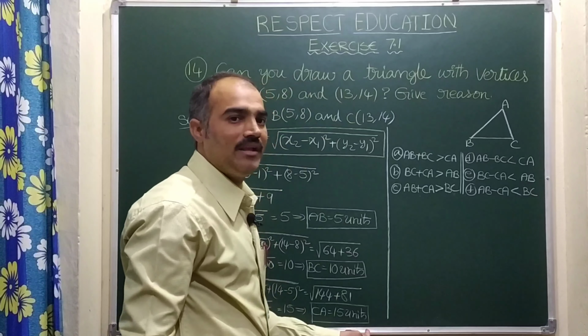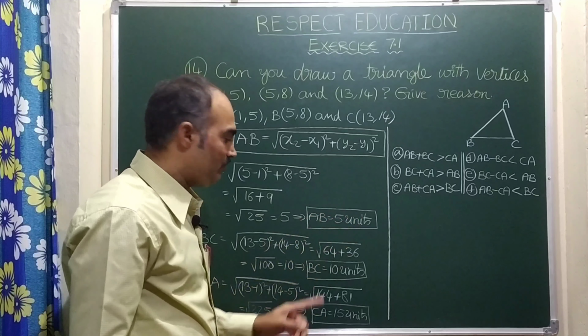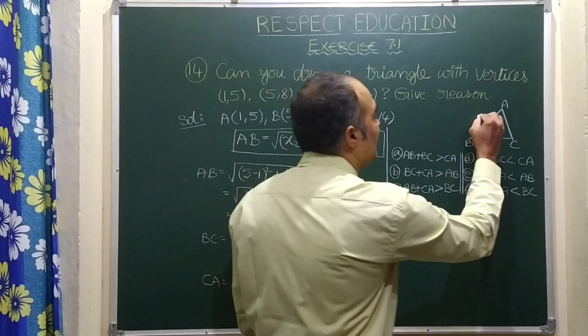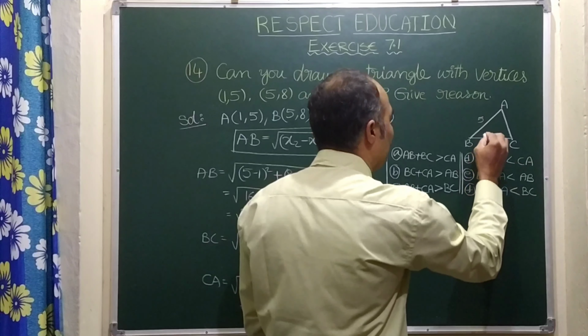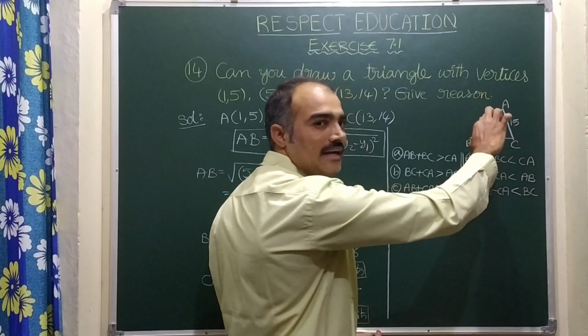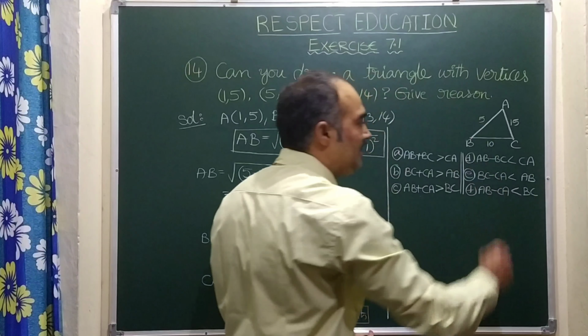Now here, suppose these values, AB is 5, BC is 10 and CA is 15. Let us write here AB is 5, BC is 10 and CA is 15. Actually this side should be longer in the figure, as it is a rough figure. Okay, let us continue with this.